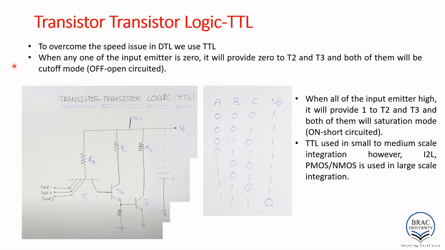To overcome the speed issue in DTL, we use TTL. This is the schematic diagram of TTL or transistor-transistor logic. This is our T1 transistor, T2 transistor, T3 transistor. This is also called a multi-input transistor as well. This is our VCC, this is our V0, the output, and they are connected to ground.